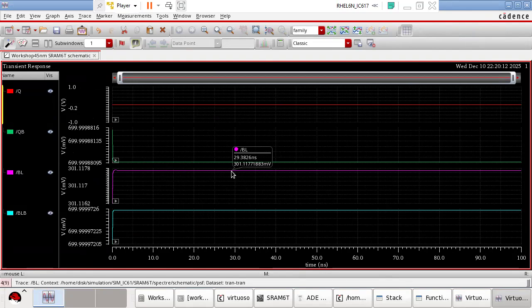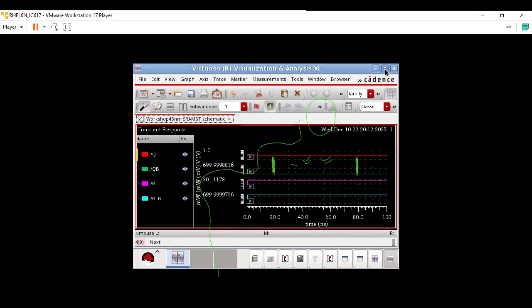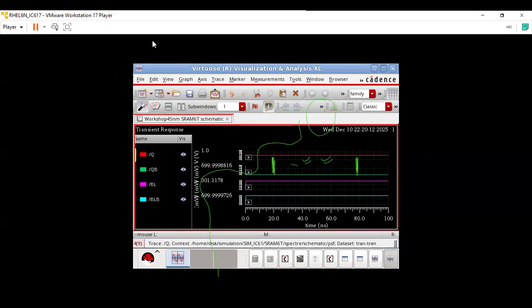What is the meaning of 300 millivolts? 300 millivolts means that BL is coming down. It is below VDD by 2. What is VDD by 2? 350 millivolts. You are working on 700 millivolts, so VDD by 2 is 350 millivolts. So it is less than half, but it is not workable.